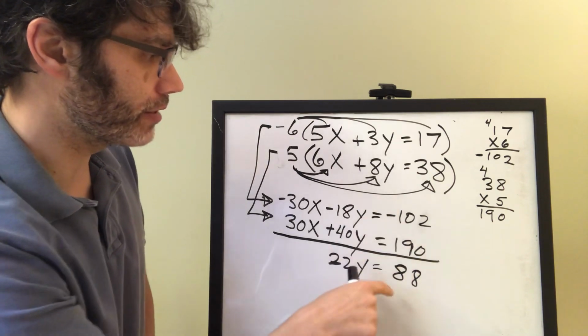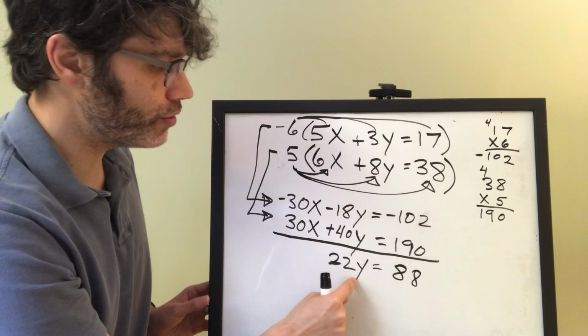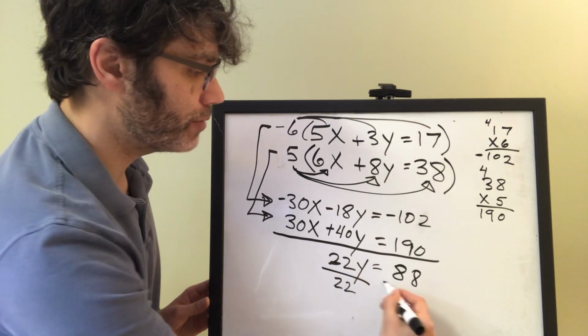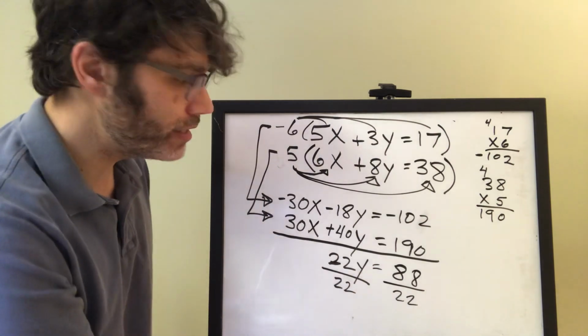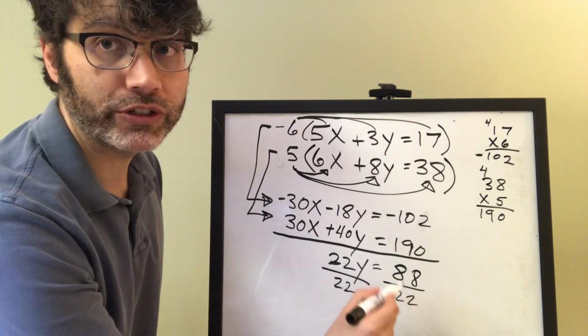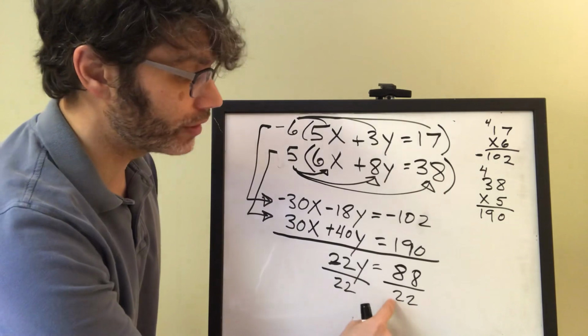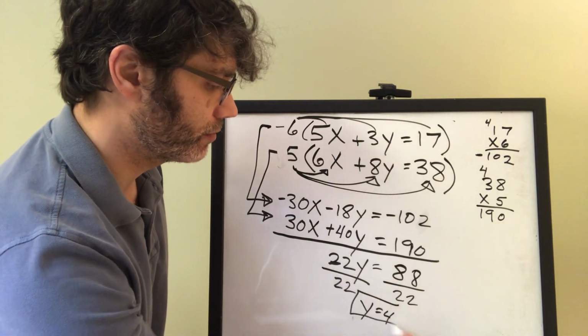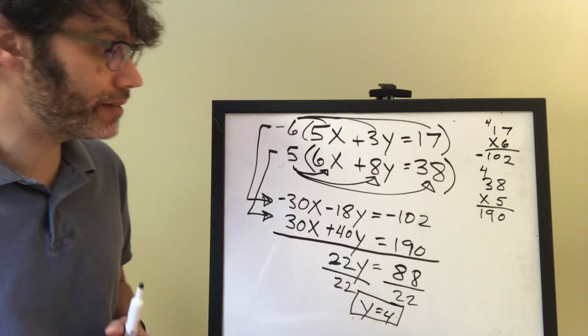Okay, when you add these together. Great. Okay, so now we have 22y equals 88. Now we need to isolate y by dividing both sides by 22. And 88 divided by 22 is 4. 4 times 22 is 88. So y equals 4. Oh, it was a lot, but we got to it.